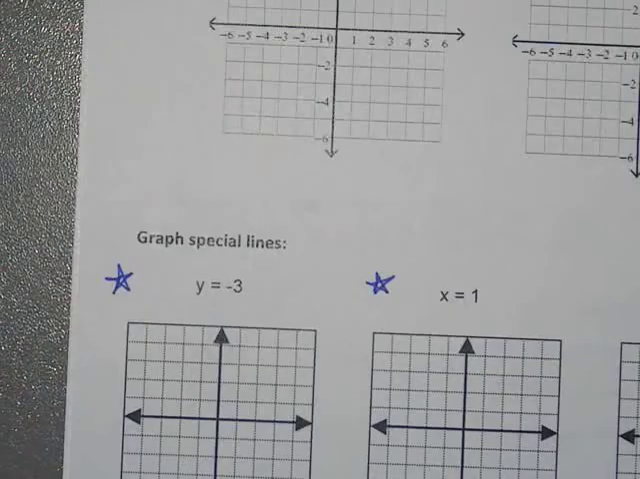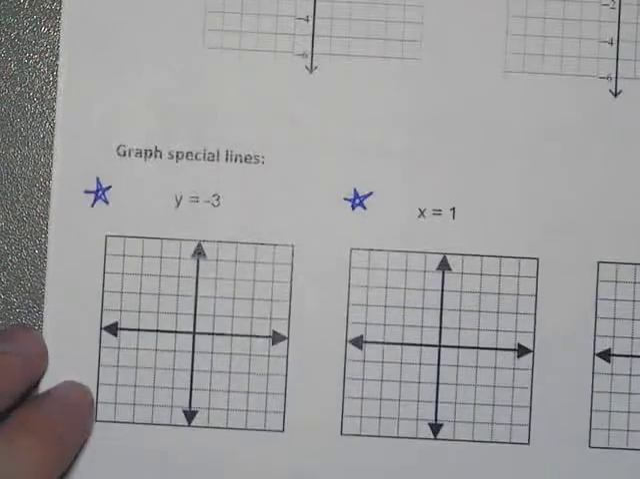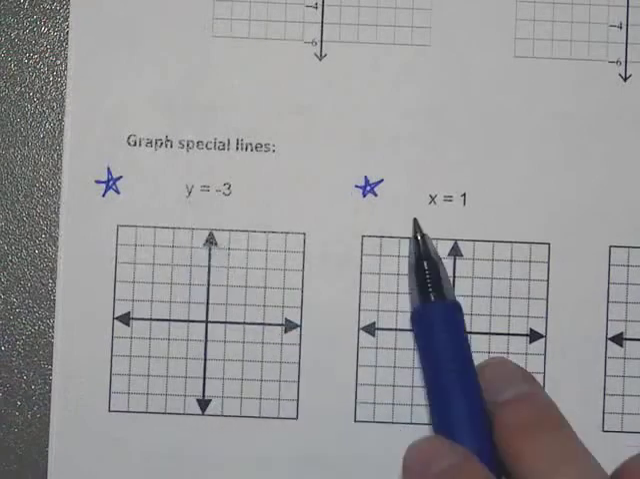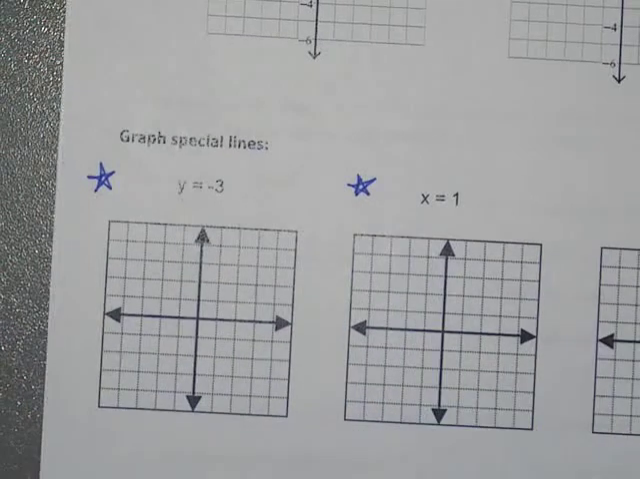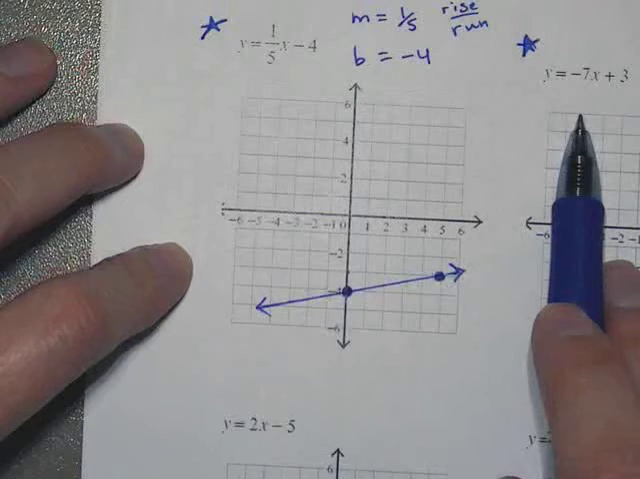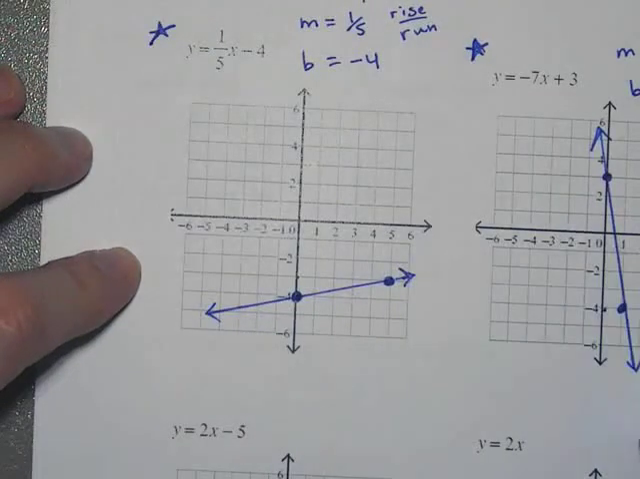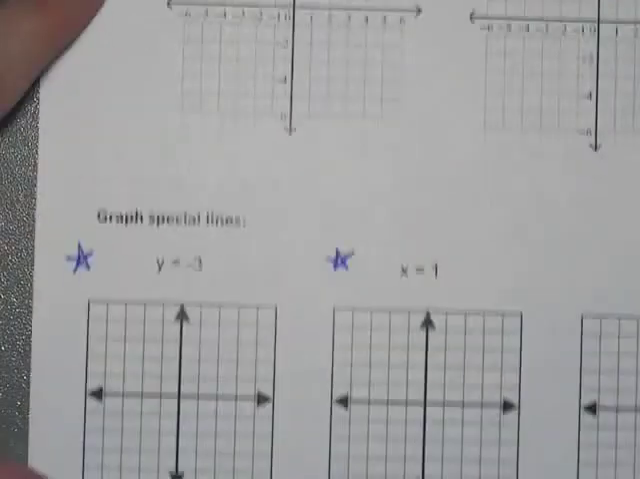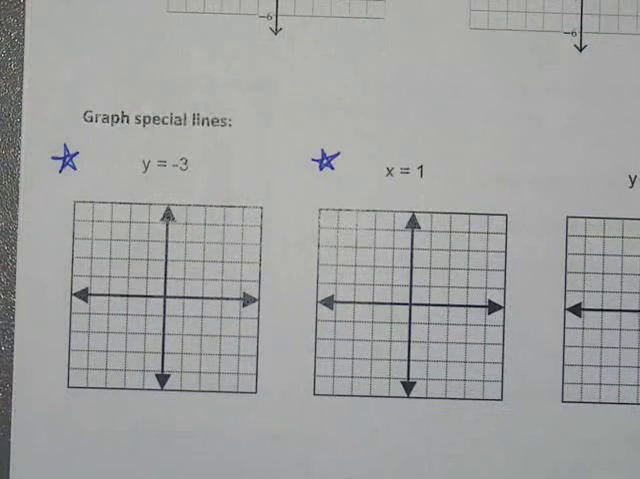We're going to look at the very bottom of this page, graphing some special lines. In these problems, we see we have y equals and x equals, but we only have one variable in each equation. Anytime you have both variables, like up here at the top, where we have x and y in both of these that we just did, our lines are going to be slanted. When we have just x or just y, this is when we have horizontal and vertical lines.